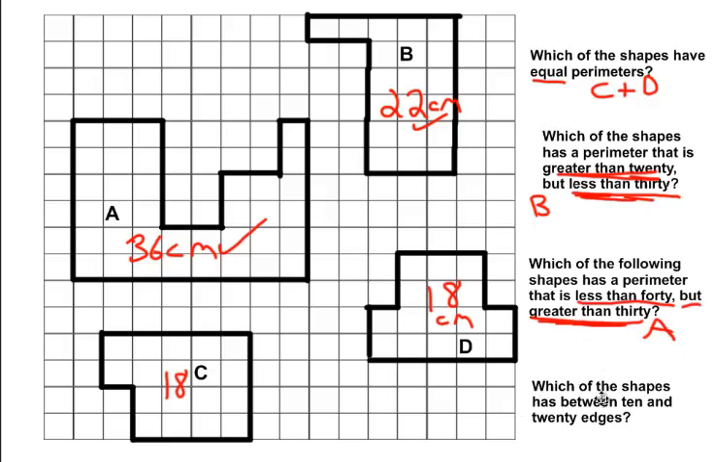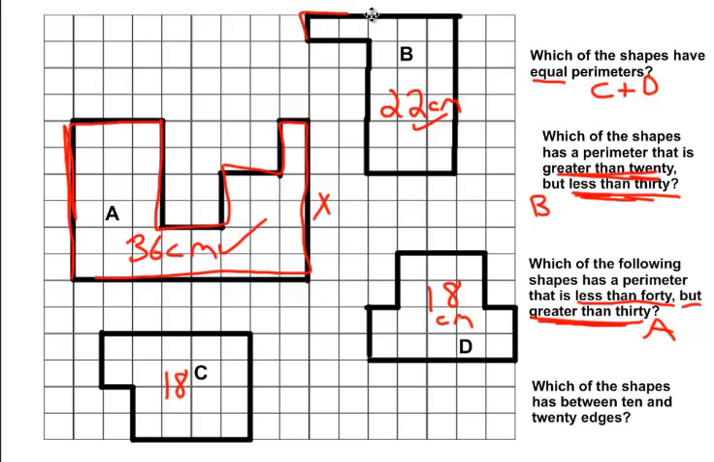And the last one, which of the shapes has between 10 and 20 edges? Okay, we have to count here. Let's see, how many edges does this have? This has one edge. That whole thing is an edge. 2, 3, 4, 5, 6, 7, 8, 9, 10 edges. Between 10 and 20, well, 10 is exactly 10. It needs to be somewhere between 10 and 20, so that wouldn't count. This is wrong. How about this one?